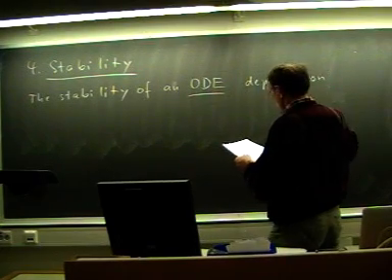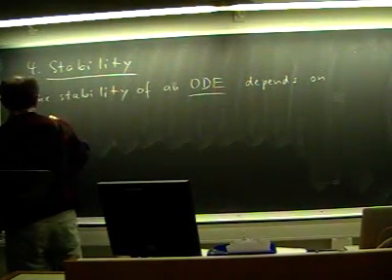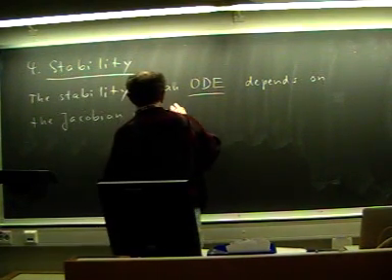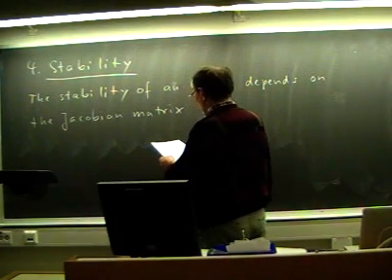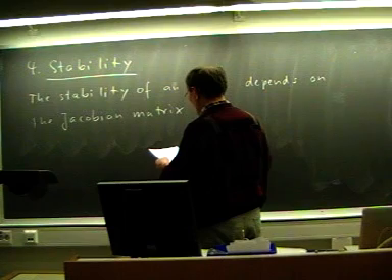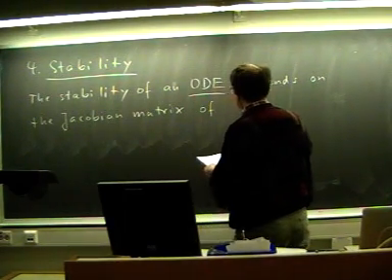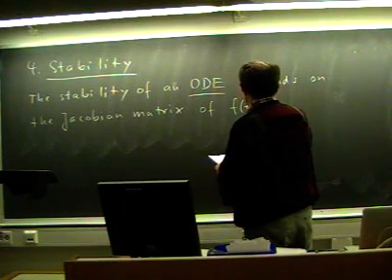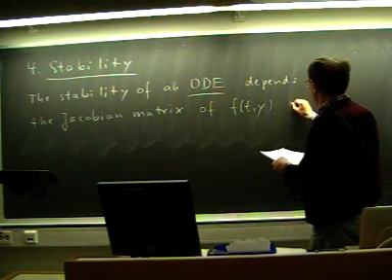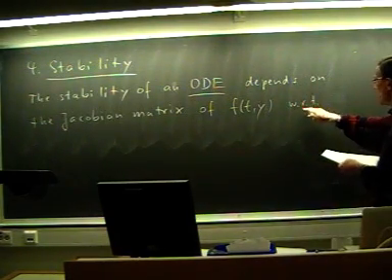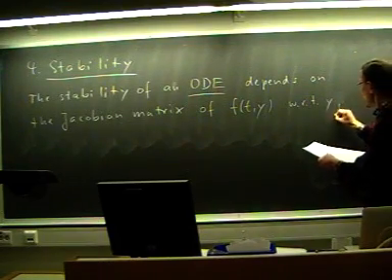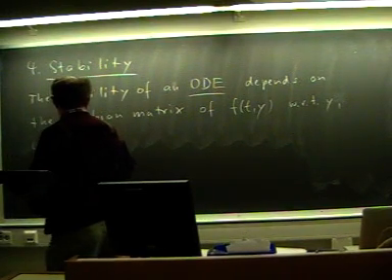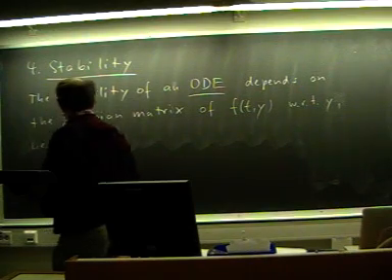So that depends on the Jacobian matrix of the right-hand side of the ODE, that is of f of t, y with respect to y. So that means this Jacobian is nothing but looking at the derivative of f of t, y with respect to y.